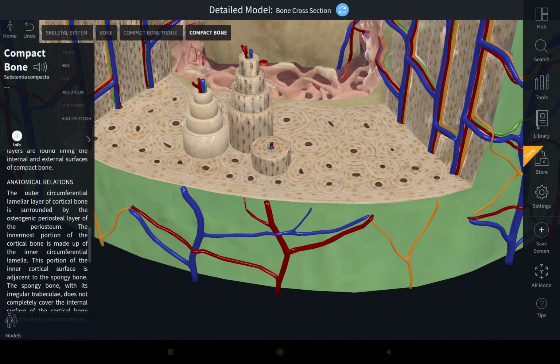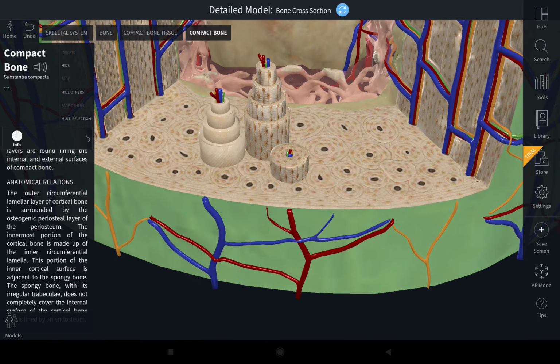Anatomical relations. The outer circumferential layer of cortical bone is surrounded by the osteogenic periosteal layer of the periosteum. The innermost portion of the cortical bone is made up of the inner circumferential lamellae.